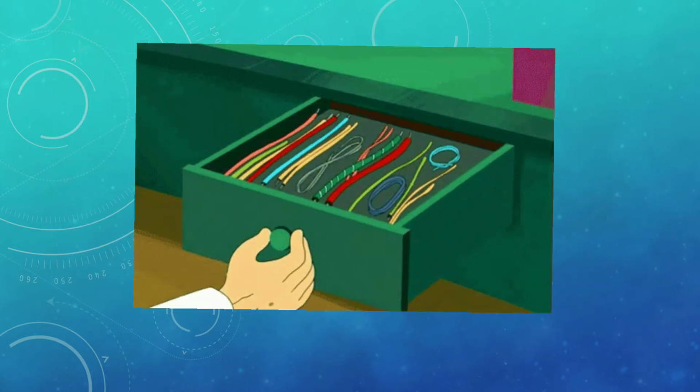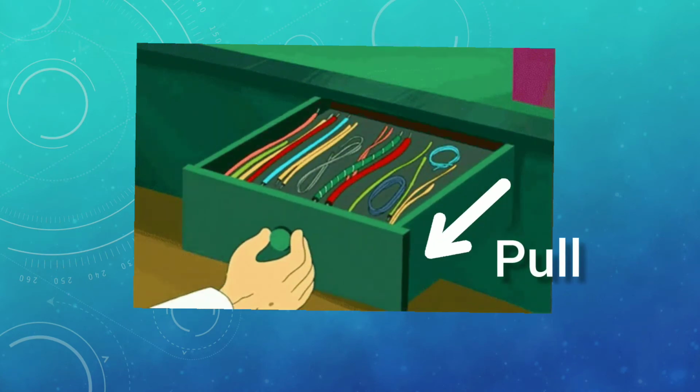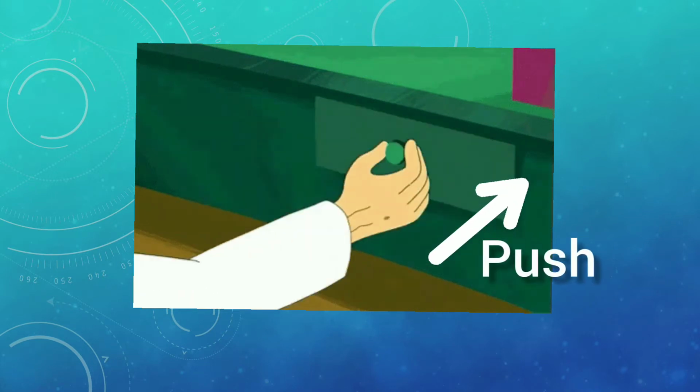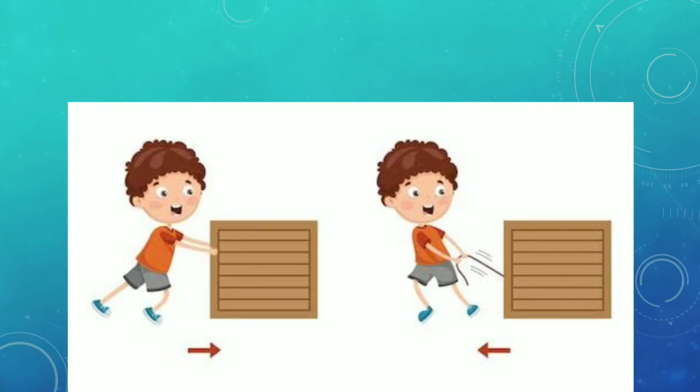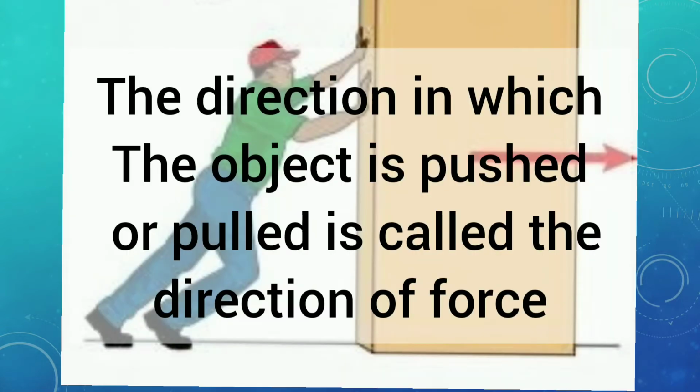When we want to open a drawer, we have to pull the knob of that drawer. And when we want to close it, we have to push its knob. This means that to move an object, it has either to be pushed or pulled. A push or pull on an object is called force. The direction in which the object is pushed or pulled is called the direction of force.